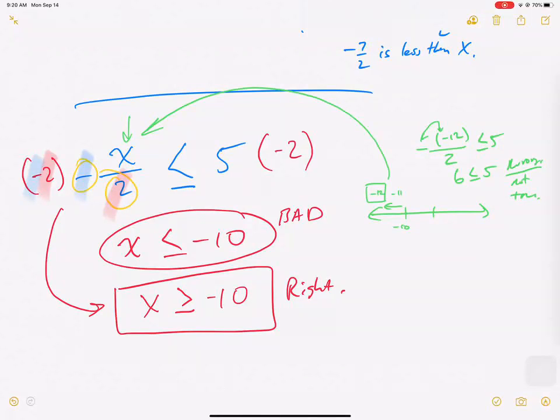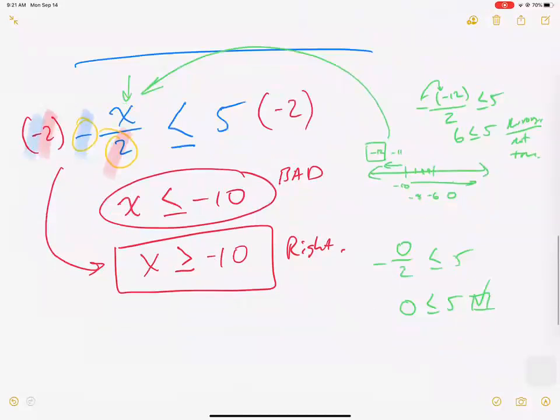Let's look at our right answer. x is greater than negative 10. So numbers on the right side would be negative 8, negative 6, even 0, right? 0 would be an answer over here. So let's just use 0, because 0 is easy. Negative x is now 0 over 2. What's 0 divided by 2? That's 0. Is 0 less than 5? Yeah, this is a true statement. Okay.